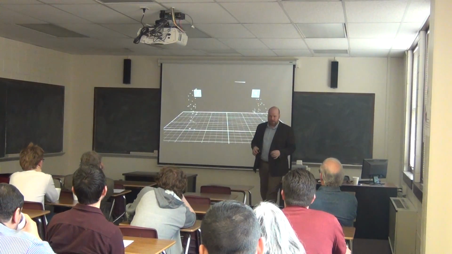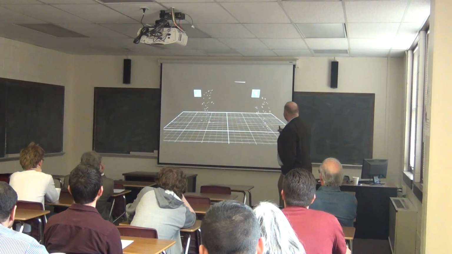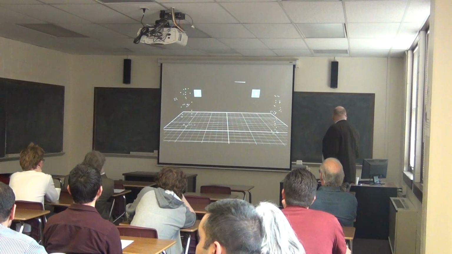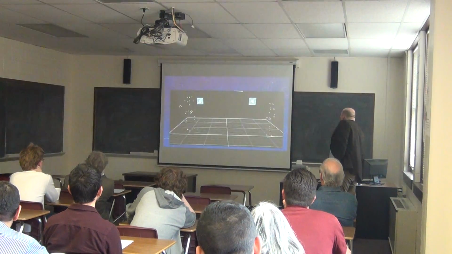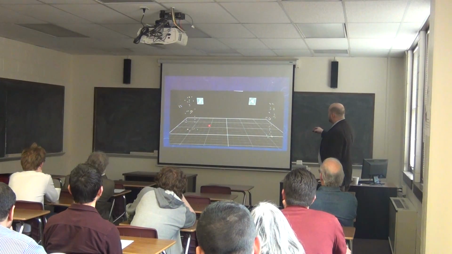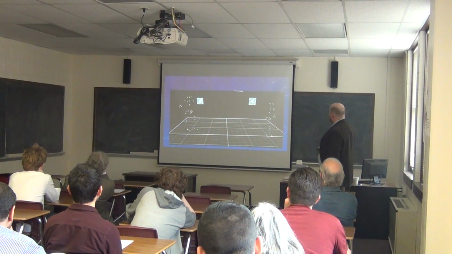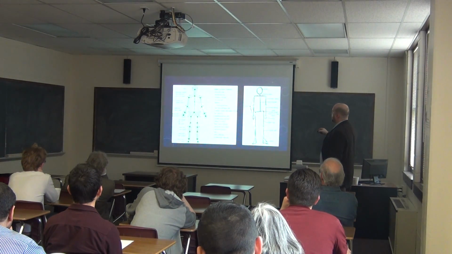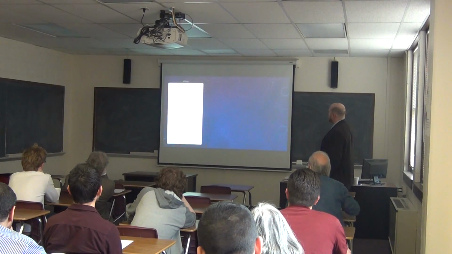So this is the raw data that we get. This is from 10 cameras. Each one of these points is actually identified in three-dimensional space and then projected on our screen. The computer then takes those points and then can actually calculate where the three-dimensional skeleton is.